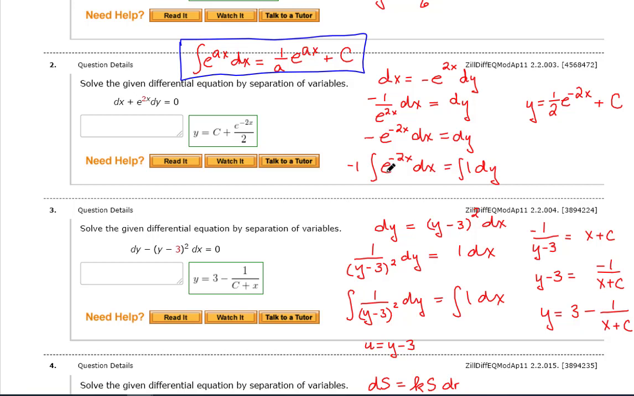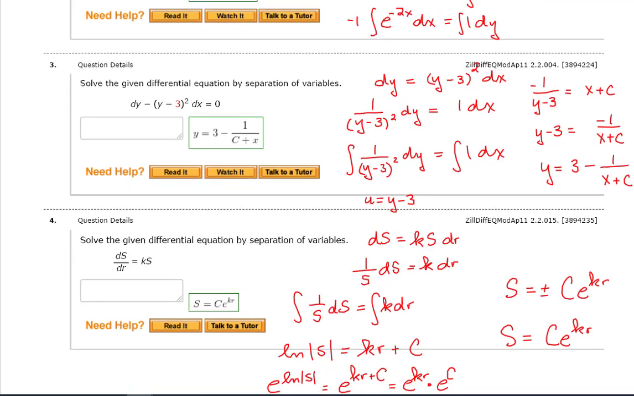So to integrate e to the minus 2x, I pick up a minus 1 over 2, but that's multiplied by that minus, making it positive, plus c, and the integral of 1 again is y. So the main trick is get them on opposite sides, and the small trick here of 1 over e to the 2x is really e to the minus 2x.